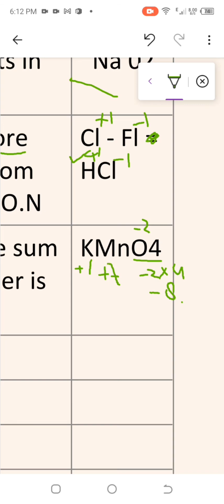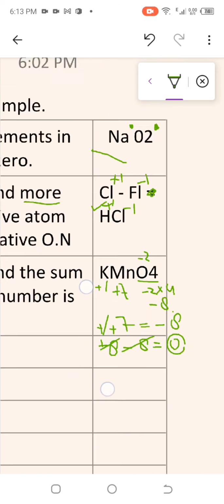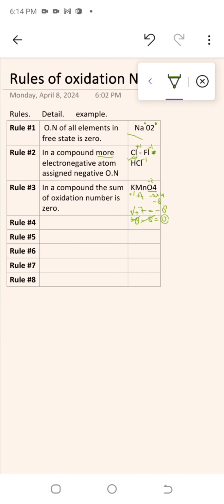So if I do the sum of all this, +1 plus 7 is +8, and here it is -8, which will be equal to 0. So yes, -8 cancels with +8. So the whole compound's oxidation number is 0. Okay, I hope this is clear. Okay, so now we discuss rule number 4.